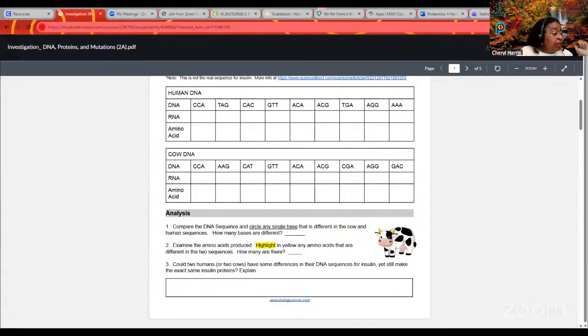All right. The next one wants you to examine the amino acids that you produce. So we did the first one together. Hopefully you have filled in the second one, and you should have GLY for both of the first one and the second one. You should have PHE, right?